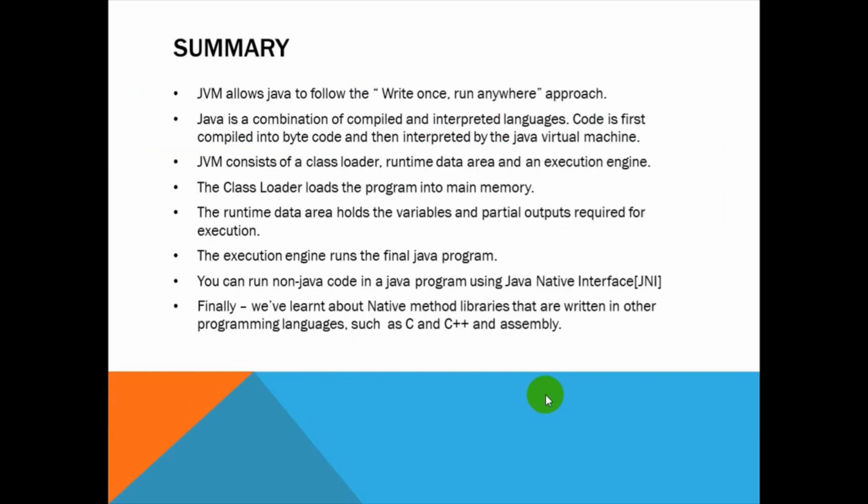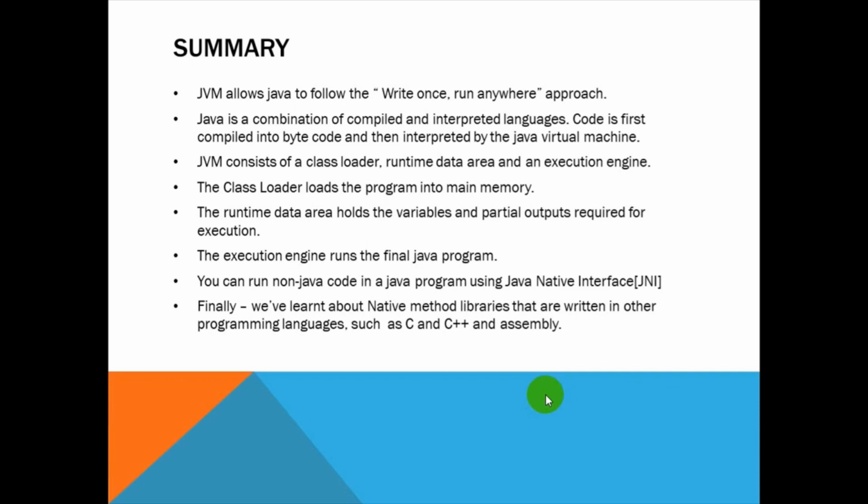Finally, we have the summary. JVM allows Java to follow the write once, run anywhere approach. Java is a combination of compiled and interpreted languages. Code is first compiled into bytecode and then interpreted by the Java virtual machine. JVM consists of a class loader, runtime data area, and an execution engine.